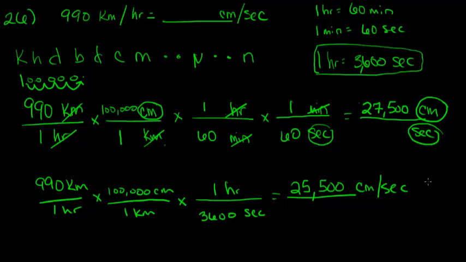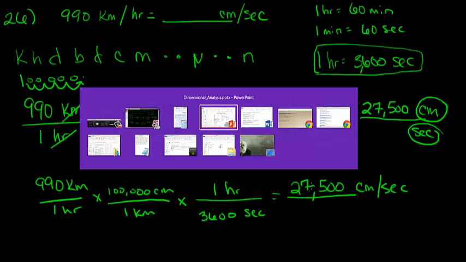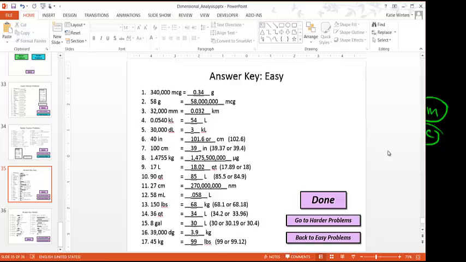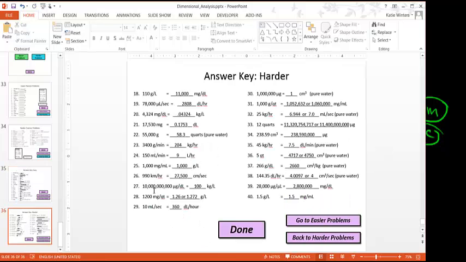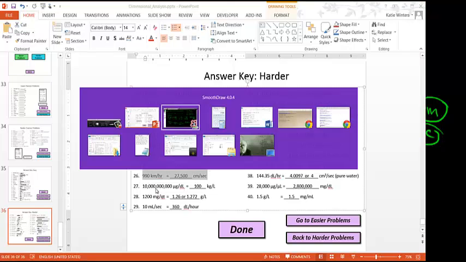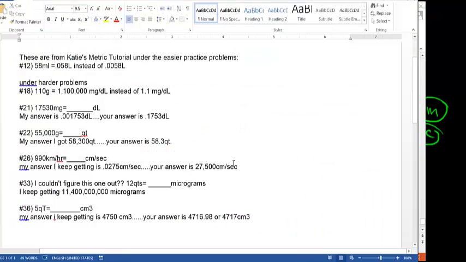Let's see if that's what we got. Why did I write 5 here? 5 on the brain. 7. 27,500. Is that what we have on our answer sheet? For number 26? Yes. 27,500.